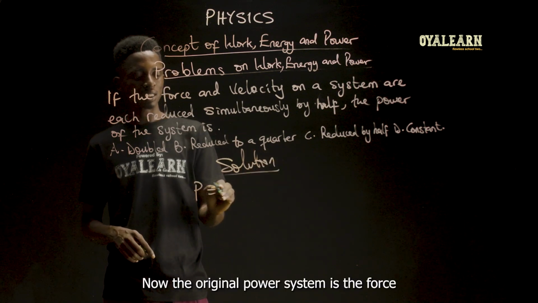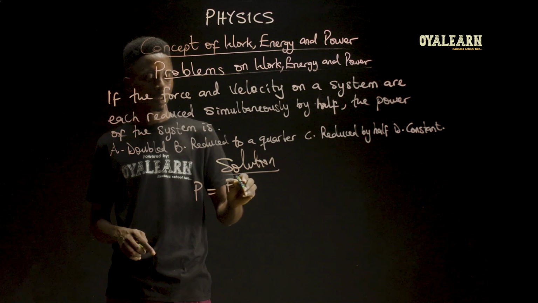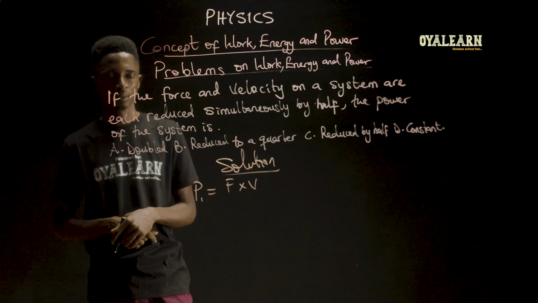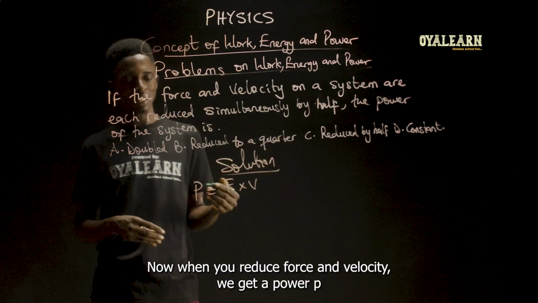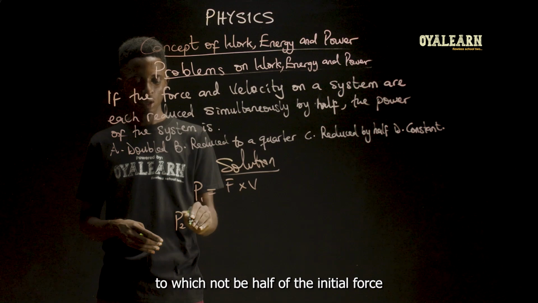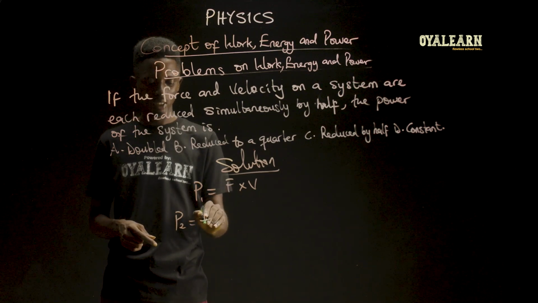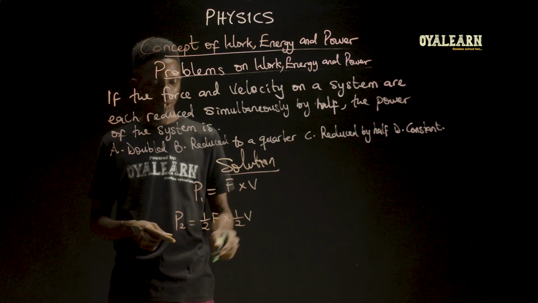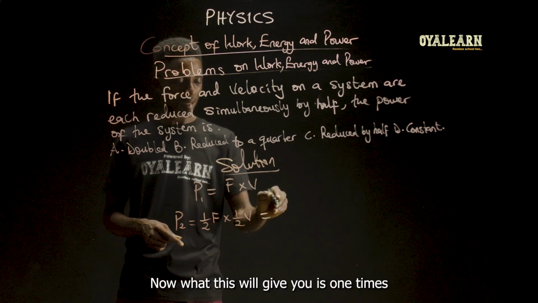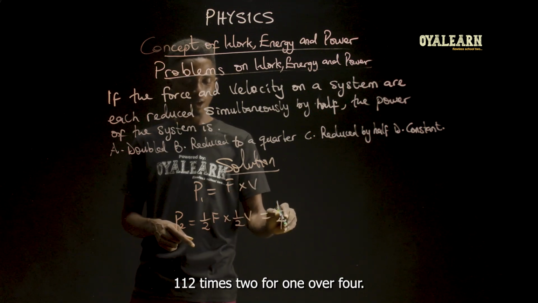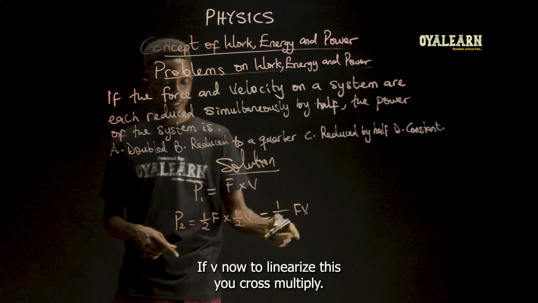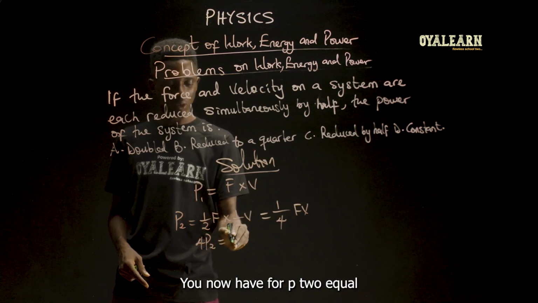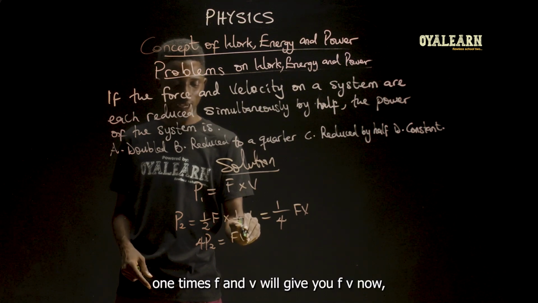Now, the original power of the system is the force multiplied by velocity. Let's call that initial power, P1. Now, when you reduce force and velocity, we get a power P2, which will now be half of the initial force multiplied by half of the initial velocity. Now, what this would give you is 1 times 1, 1, 2 times 2, 4. 1 over 4 FV. Now, to linearize this, you cross multiply, you now have 4P2 equals 1 times F and V, which will give you FV.